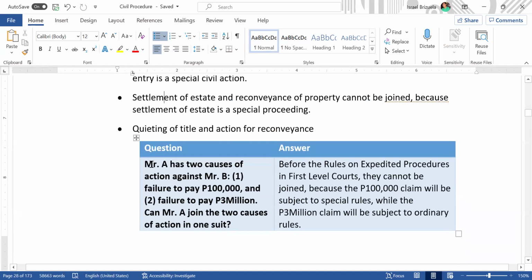Question: Mr. A has two causes of action against Mr. B. One, failure to pay 100,000. And two, failure to pay 3 million. Can Mr. A join the two causes of action in one suit? Before the rules of expedited procedures in first level courts, they cannot be joined because the 100,000 claim will be subject to special rules, while the 3 million claim will be subject to ordinary rules.